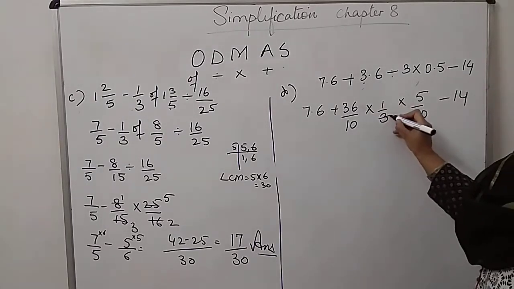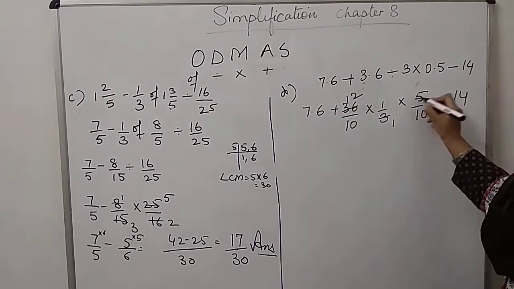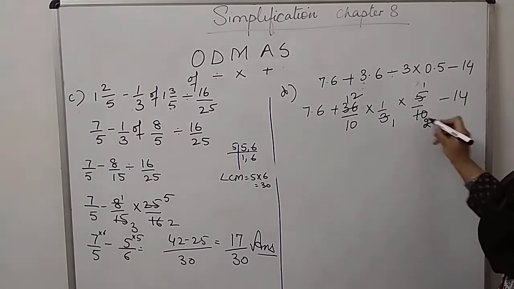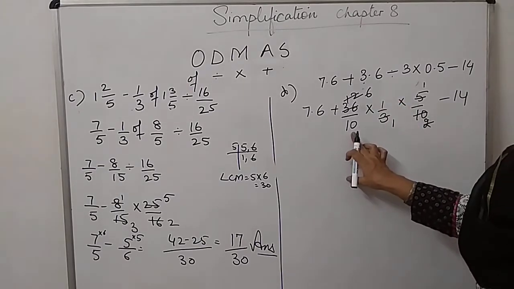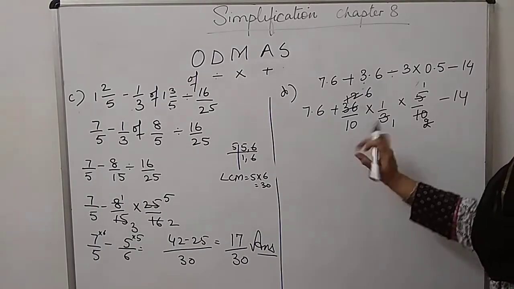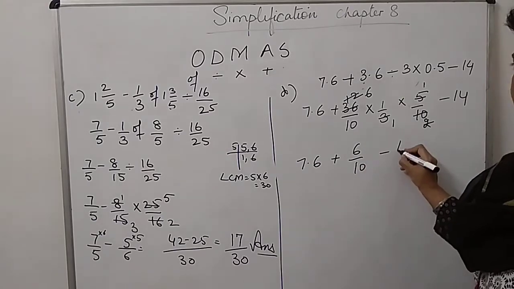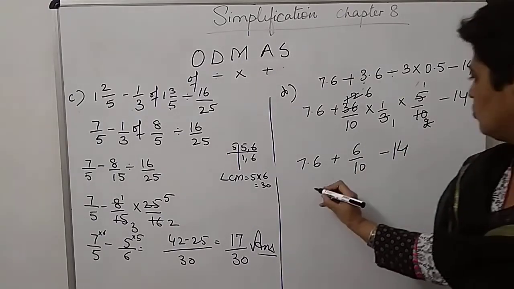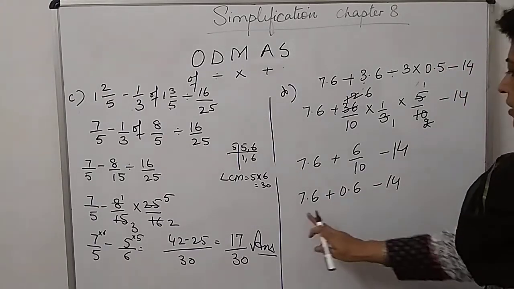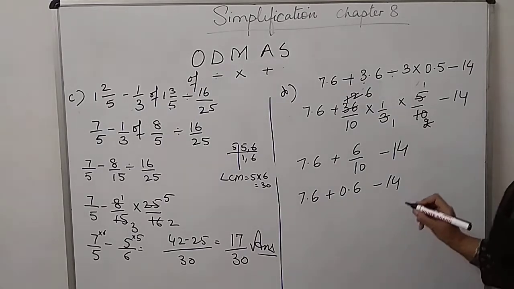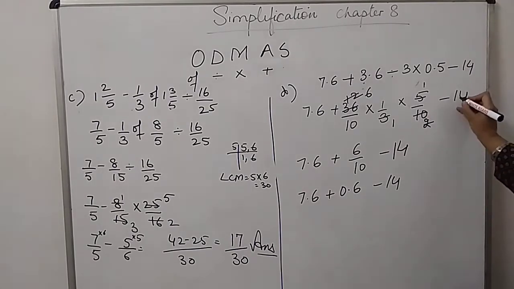Let us do it. 3 ones are 3, 3 twelves are 36. And if we don't solve it further, 5 ones are 5, 5 twos are 10, 2 sixes are 12. So we'll be able to solve it easily by converting it into decimal. So I'm leaving it here only, though it can be cut further. 7.6 plus 6 upon 10 minus 1.4. So let us convert it into decimal. Plus 0.6 minus 1.4. We'll be solving this first. This is 1.4.